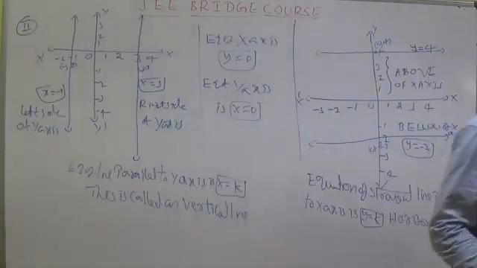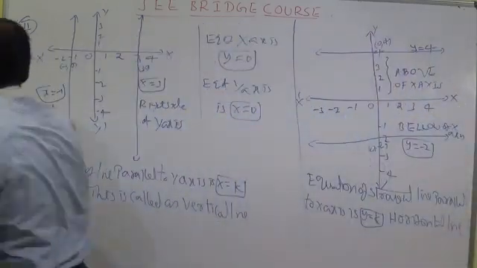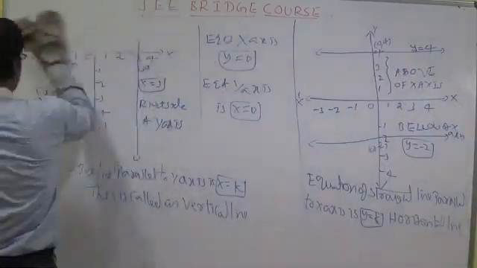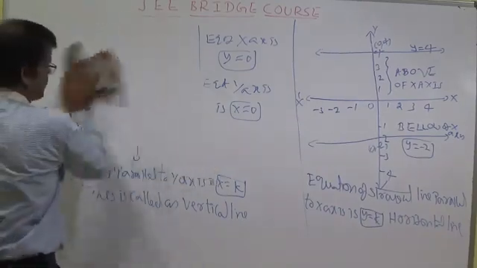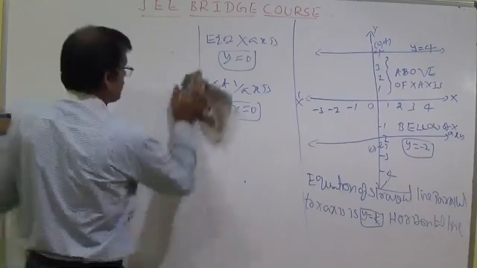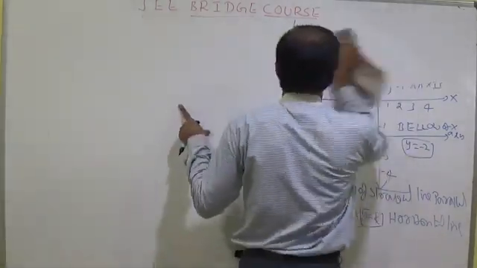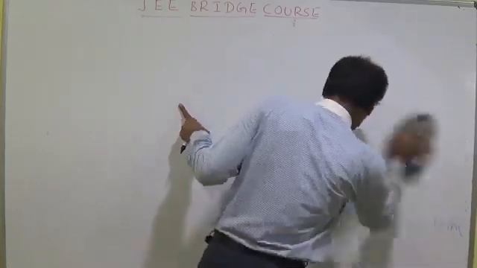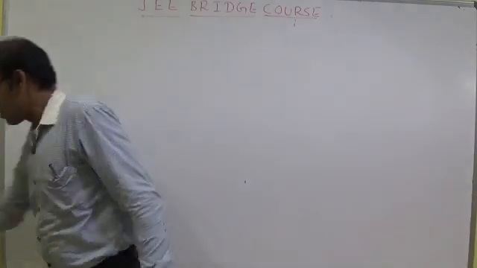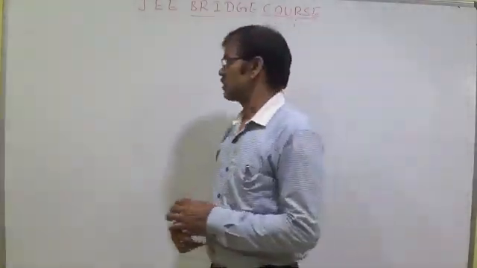Equation of x-axis we had written y equal to 0, and equation of y-axis we had written x is equal to 0, and equation of straight line parallel to y-axis is x equal to k, and equation of straight line parallel to x-axis is y equal to k. In that manner, we have completed the equation of straight line for x-axis and parallel to x-axis, and y-axis and parallel to y-axis also.